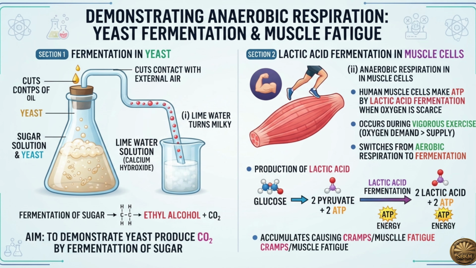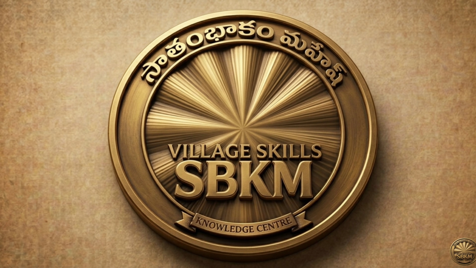2. Anaerobic respiration in muscle cells. Lactic acid fermentation. Human muscle cells make ATP by lactic acid fermentation when oxygen is scarce. This occurs at the time of vigorous exercise when demand of oxygen by the muscles is greater than its supply. Therefore, the muscles switch from aerobic respiration to fermentation, resulting in the production of lactic acid. This lactic acid accumulates in the muscles, causing cramps or muscle fatigue.